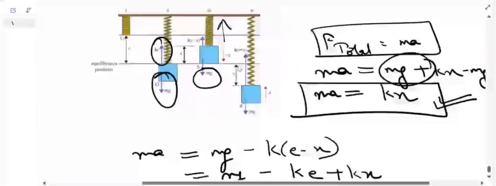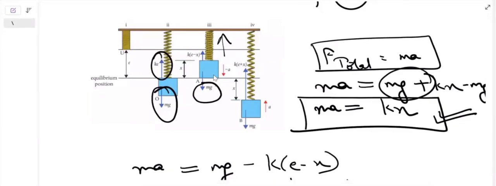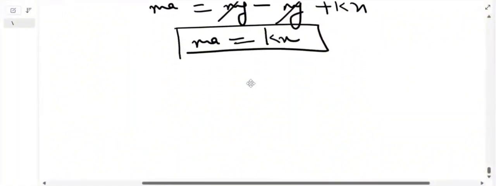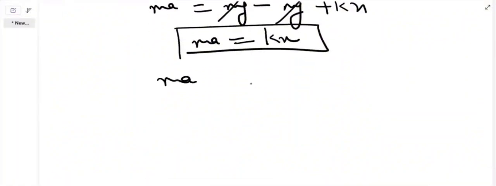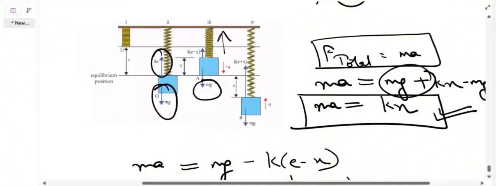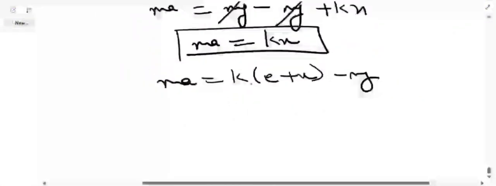Okay. Now this was done for position 3. Clear? Yes, ma'am. Okay. Now let's solve for the 4th position. Same way you can go for the 4th position also. My ma is equal to ke plus kx minus mg. Check. Because when you stretch, it will be going up, so acceleration will be upward. Any doubts? No, ma'am.